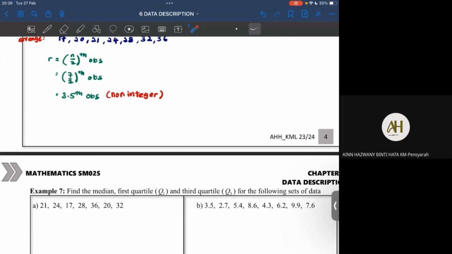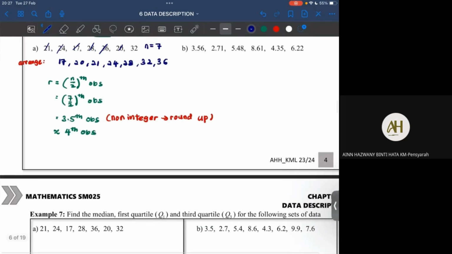So 3.5 is a non-integer. So what we should do here is round up, not round off. Round up, so that means here we have the 4th observation. Even if you get 3.1 here, we round up and it becomes the 4th observation. The green is just our observation. So our median is equal to the fourth observation: 1, 2, 3, 4. So this is the fourth observation.